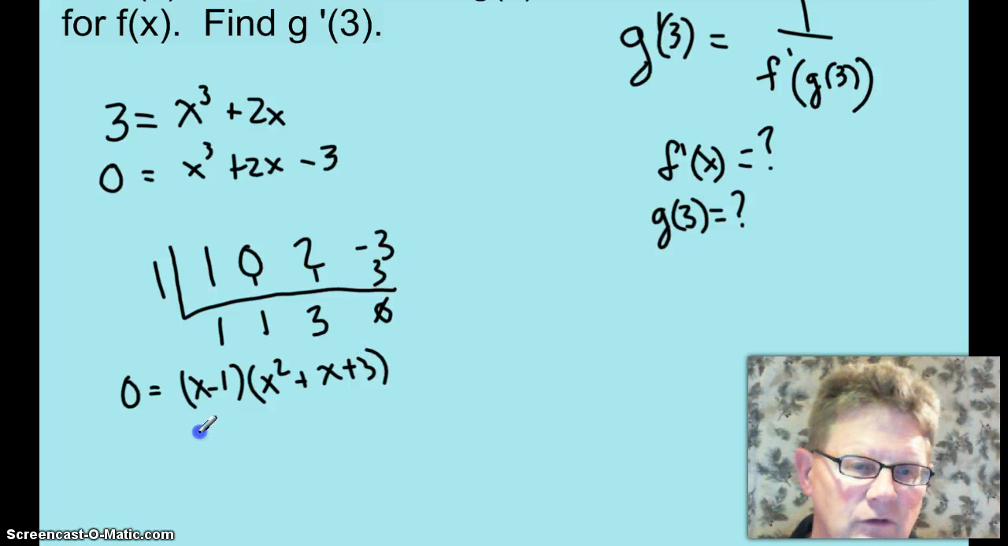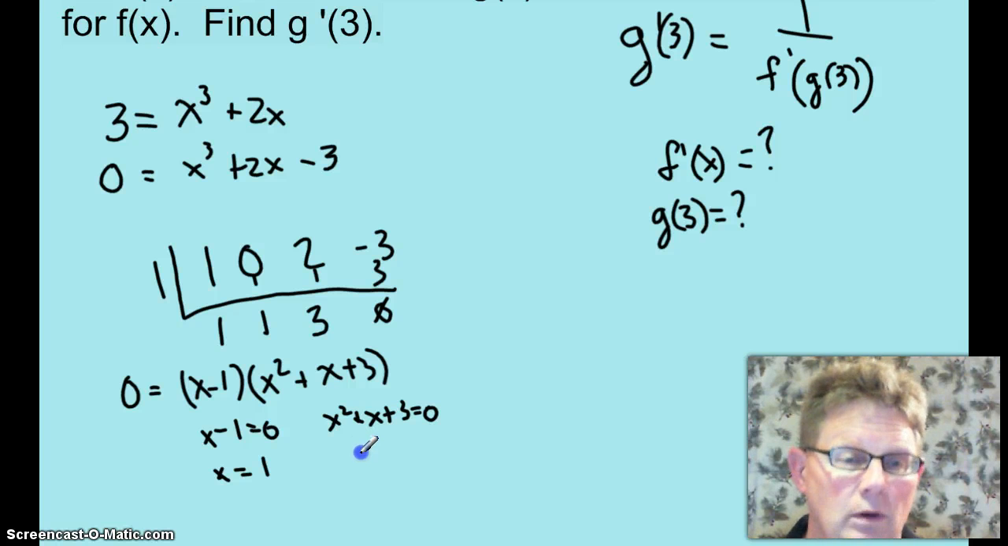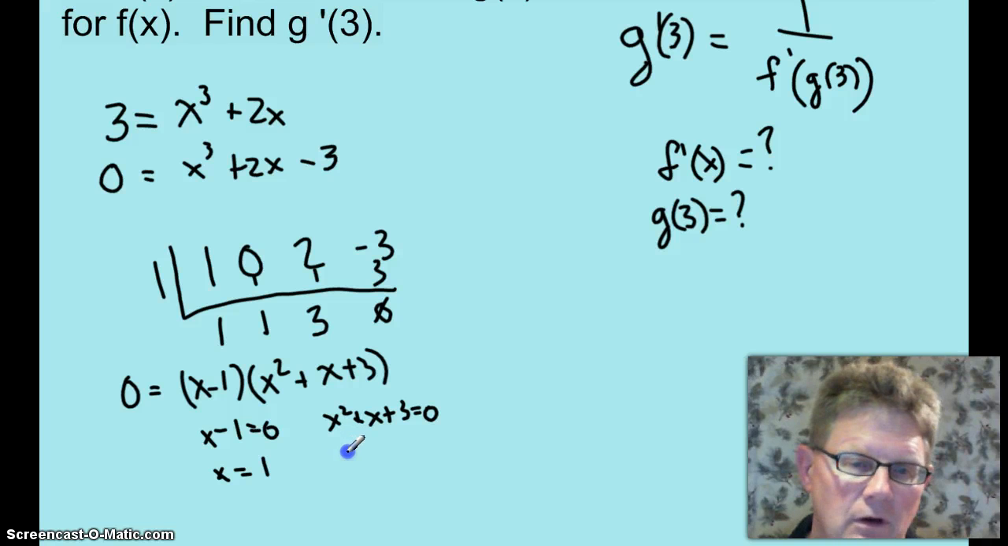Set both factors equal to 0. x squared plus x plus 3 equals 0. If I use the discriminant, b squared minus 4ac, I get 1 minus 12, that will be a negative 11 in the radical. So there are no real roots for that, so the only answer is 1.